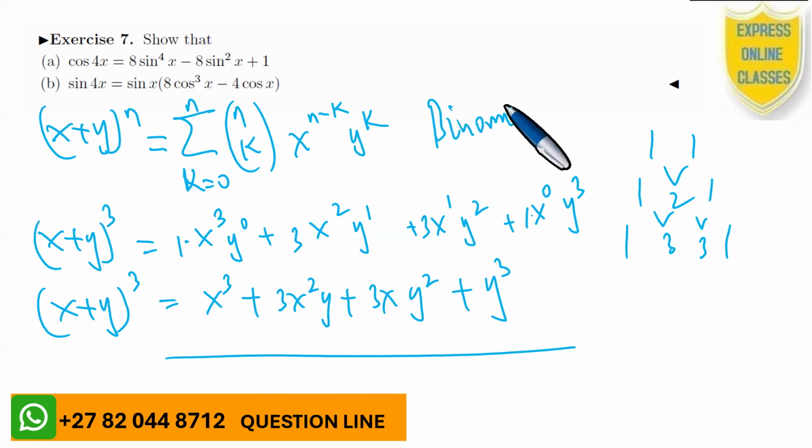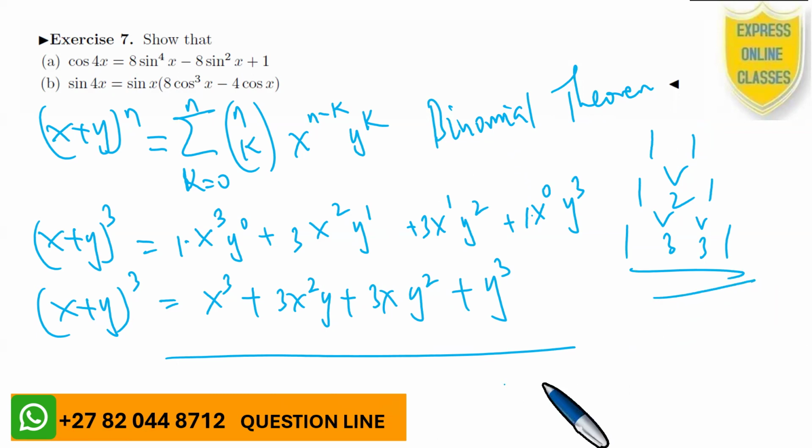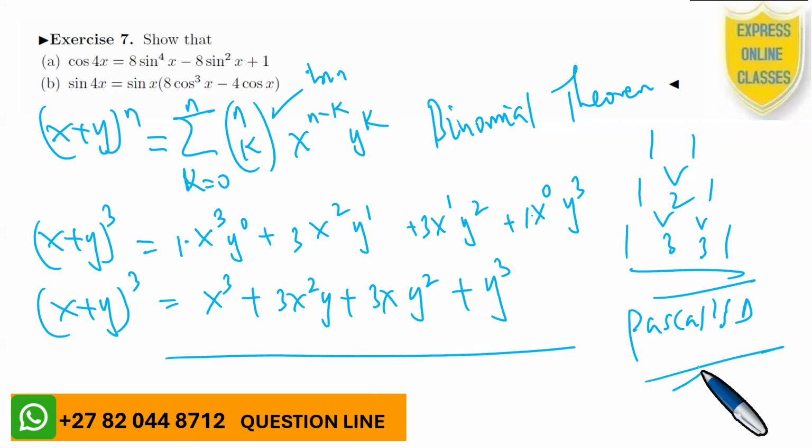And we use the same when we do the binomial series. But this is called the binomial theorem. We use the binomial theorem to expand, but the coefficients quickly come from there. Alternatively, obviously, you can get the coefficients from the binomial coefficients. But the binomial coefficients take a lot of time, while this pattern is very easy. You just take 1, 3, 3, 1, and put it here. This thing is called Pascal's triangle.